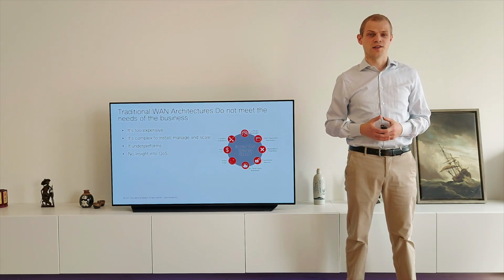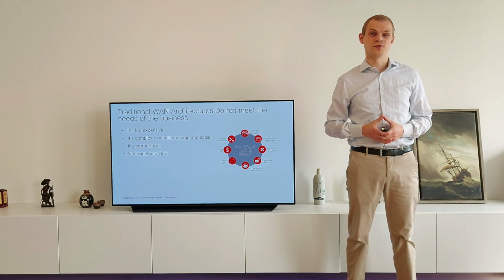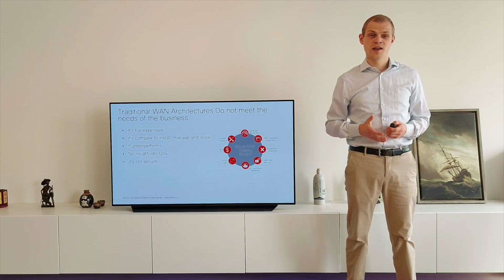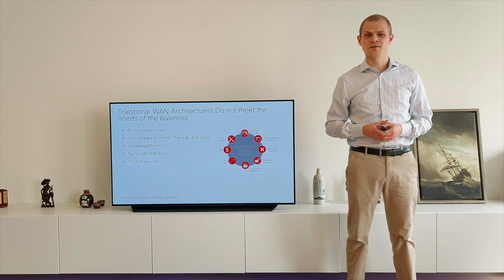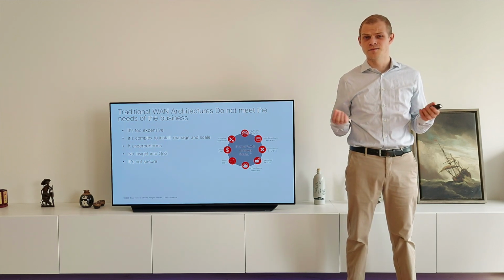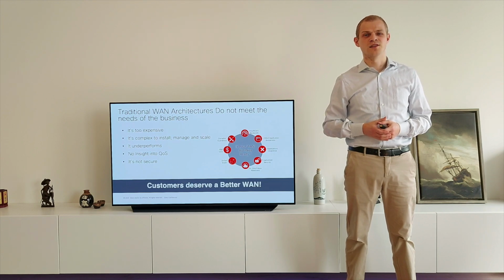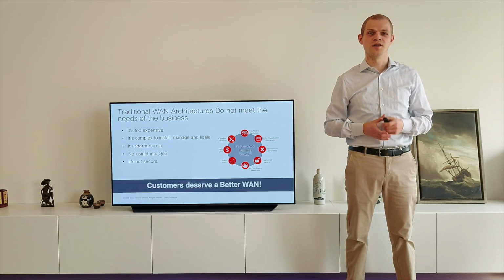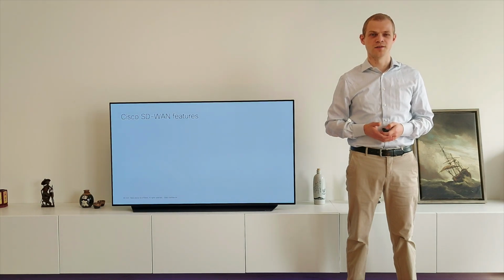There is no insight into QoS because you have no idea how well your links perform, and you have to trust your service provider that your links are always up. And it's not secure because you have no idea what happens with your data when it travels between branches. Customers deserve a better WAN, and Cisco SD-WAN is the WAN that they deserve. Let's look at some of the features of Cisco SD-WAN.